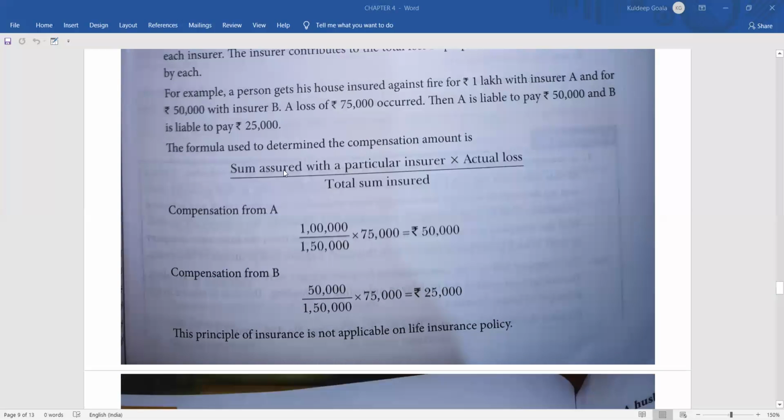How did it come? In the case of the first company, the sum insured was 1 lakh, right? And the loss was 75,000. And total sum insured was how much? 1 lakh plus 50,000 is 1 lakh 50,000. So it comes to 50,000. In the case of B, how much will it be? The sum insured with B was 50,000, and the total insurance was 50,000 from the second one and 1 lakh from the first, so the total is 1 lakh 50,000, into 75,000. The compensation amount is 25,000, right? So this is how it will be done in the case of principle of contribution.